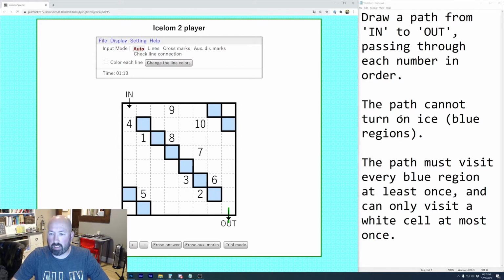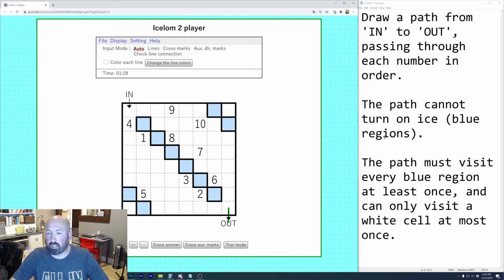The path cannot turn on the ice, so the blue regions are ice. So you can't do this, for example. You can't turn because the ice is slippery. You have to go straight through is the idea. So you'd have to do that or that.